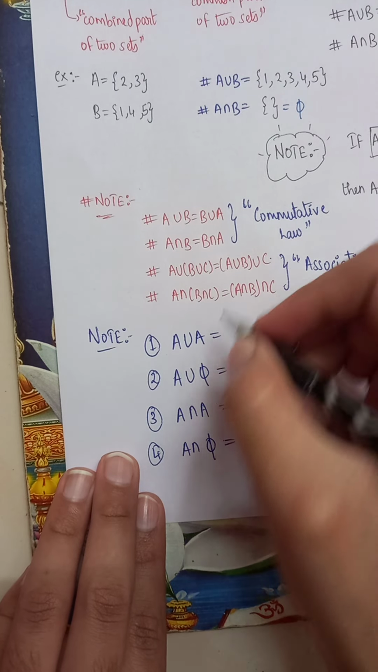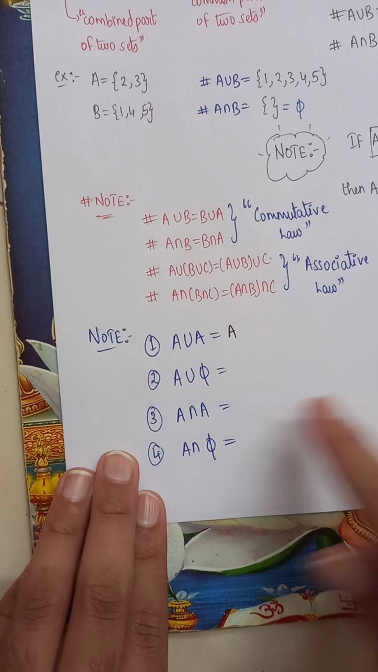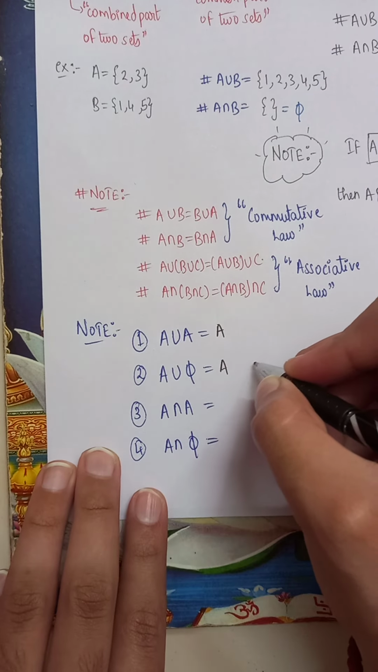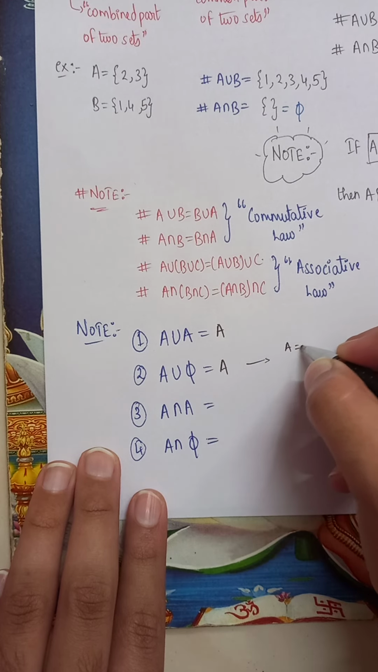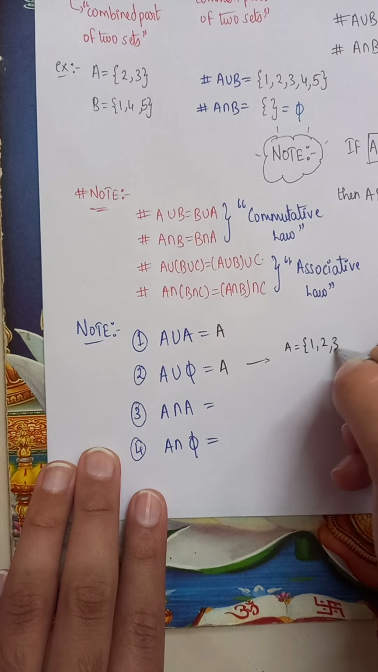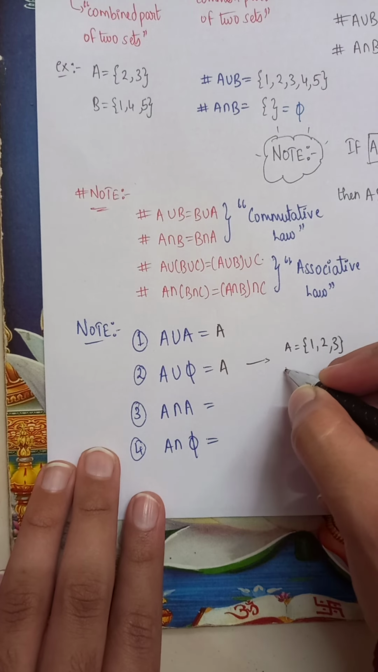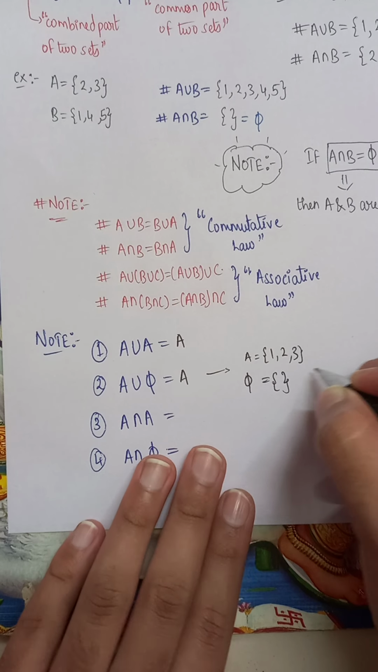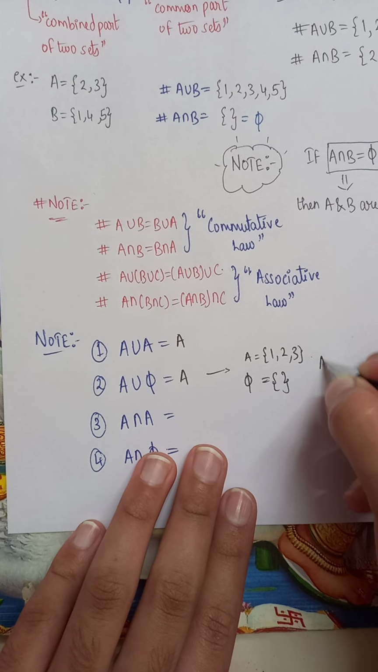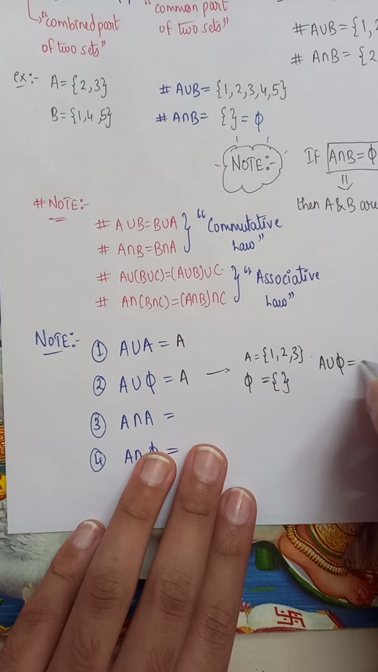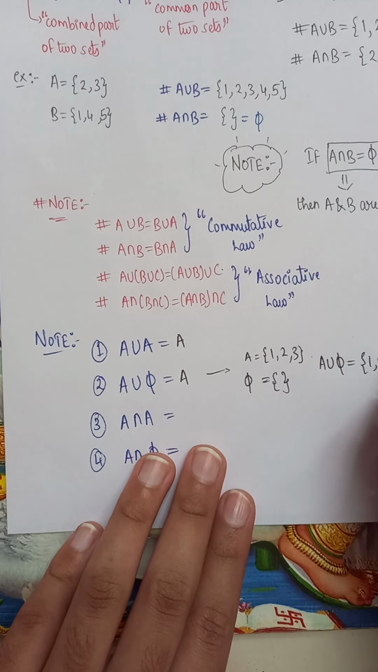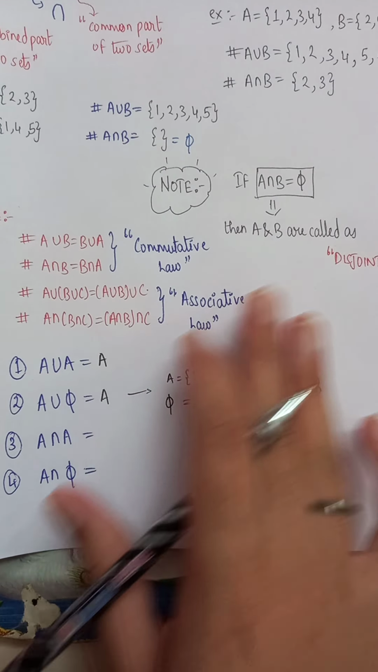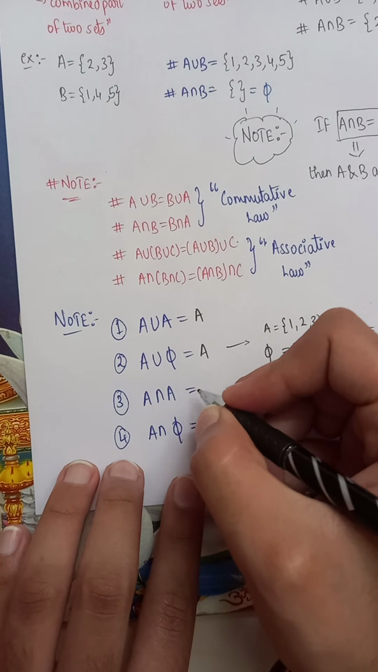So in the first case, A union A is nothing but A, and A union φ is also A. And how? Suppose set A is {1, 2, 3}, and you have φ, which is an empty set. If you take A union φ, then we get the answer as 1, 2, 3, that is A.